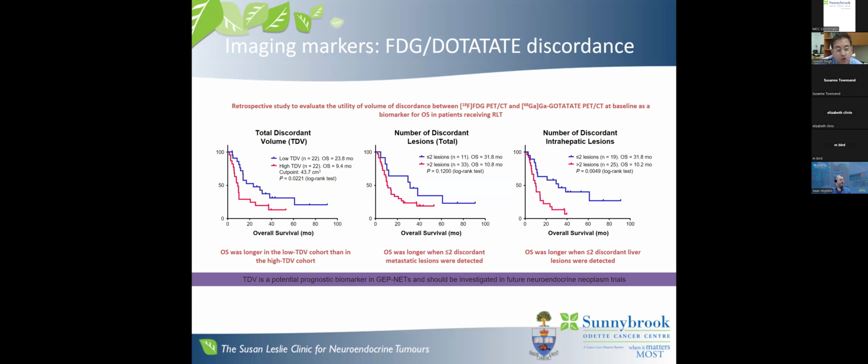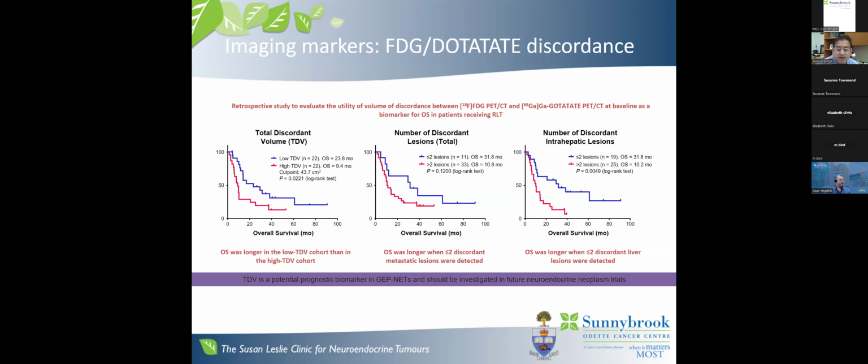This looked at tumor discordant volume, and this was discordance between FDG and DOTATATE PET. So seeing how much uptake was taken up on the FDG, or the sugar PET, versus the gallium-68 PET. And what David showed very nicely in his work, retrospectively, was that those patients that had a higher discordant volume versus those that had low discordant volume did worse. So those patients who had a lot more FDG uptake and a lot less gallium did a lot worse than those patients who seemed to have non-discordant uptake.